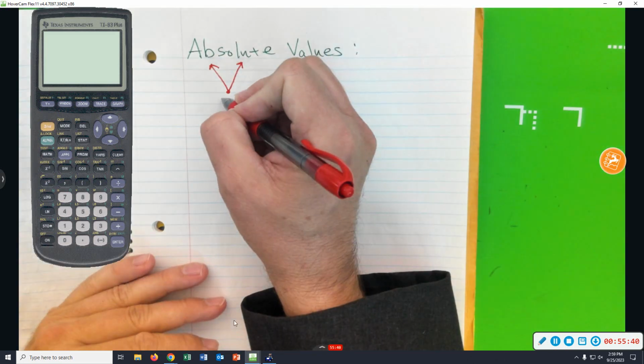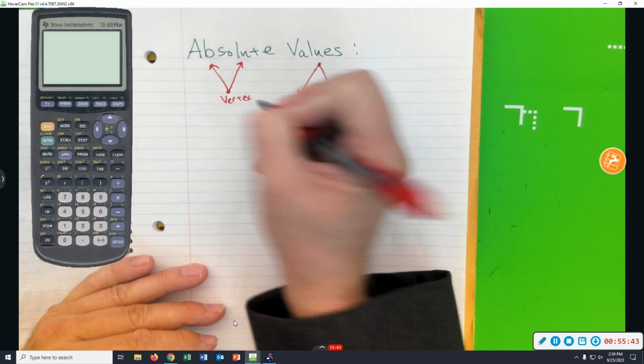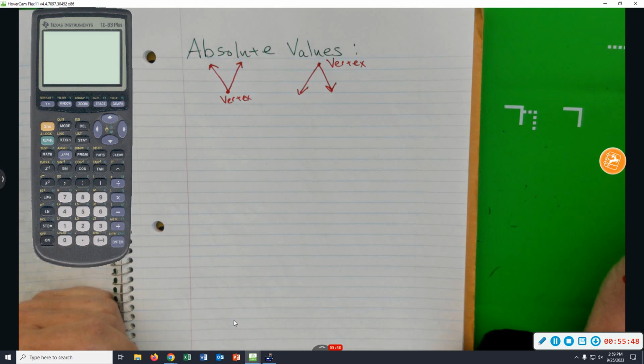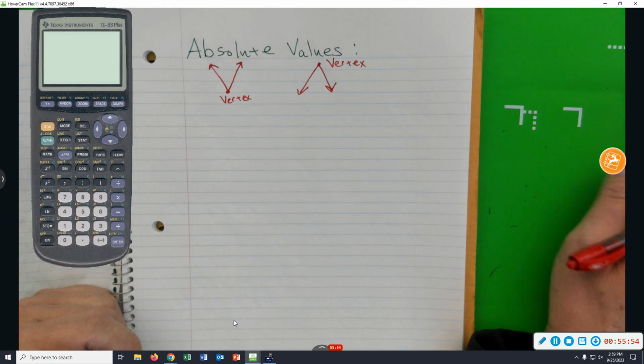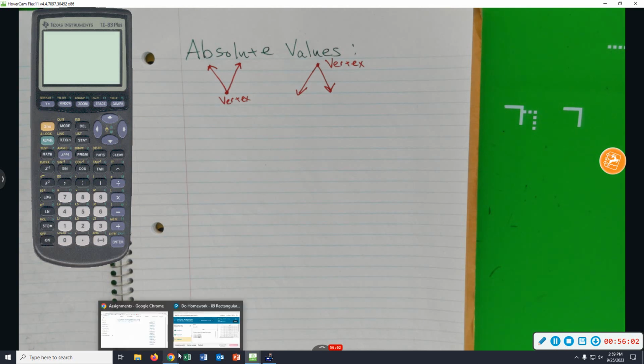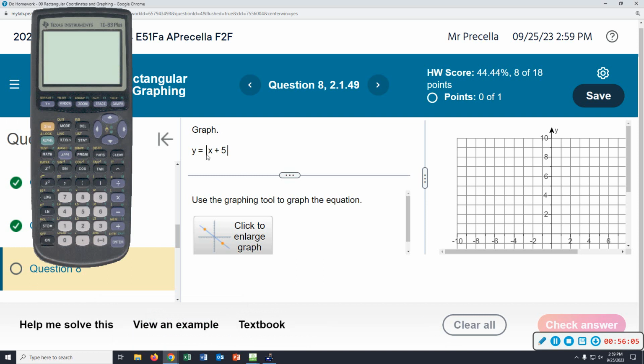But for now, all you need to know is that that sharp point where the graph changes directions is called the vertex. And to determine where the vertex occurs, you set the stuff inside the absolute value bars equal to 0. Look at this number, whatever it is, 8. What number would you have to plug in there? Don't write this down. What number would that x have to be to make the inside stuff 0? -5. So the vertex occurs at -5.